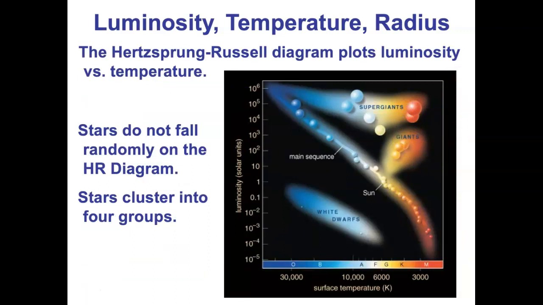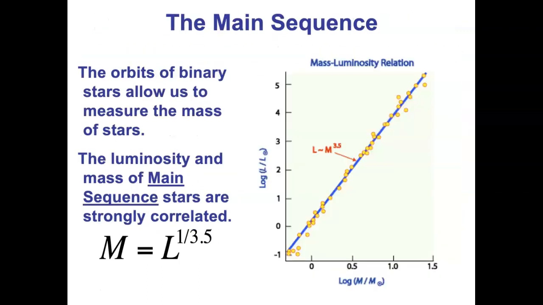Like I was saying a minute ago, you find almost all the stars in the galaxy in these 4 groups. Most of the stars, though, about 90% of the stars in the sky fall along this diagonal line here, called the main sequence. This diagonal line is called the main sequence because this is the main way that stars happen. 90% of the stars are on the main sequence. The other 10% are giants, supergiants, or white dwarfs. So let's look in more detail at the main sequence because this is the way most stars happen.